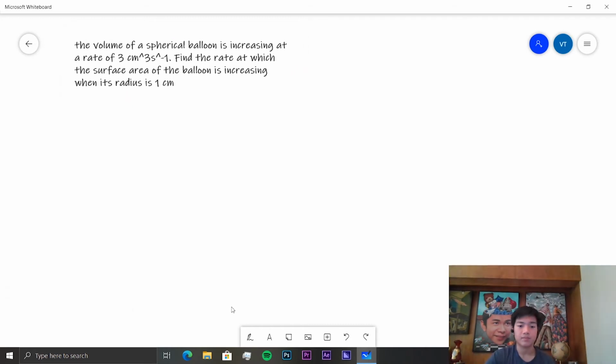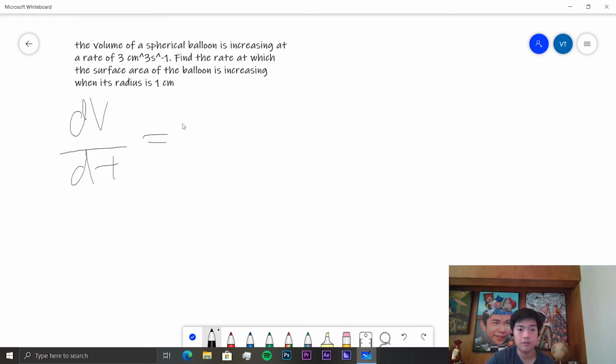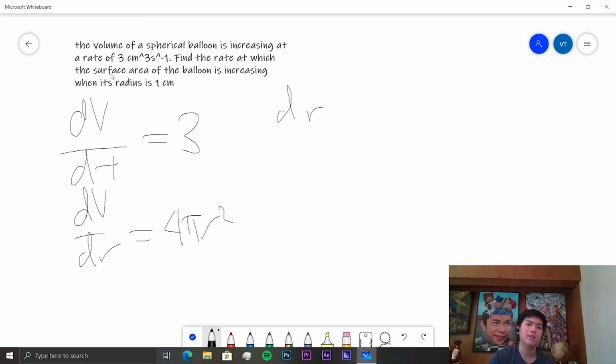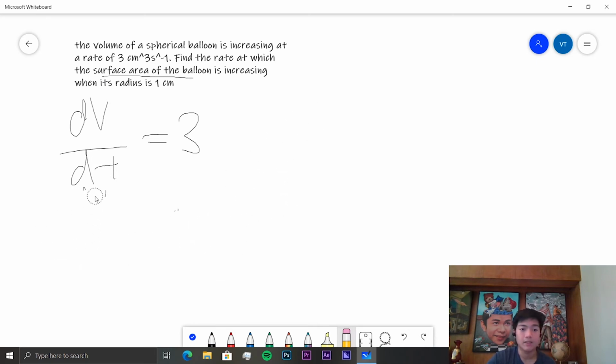Okay, so we have dV over dt is equal to 3, and then, of course, it's a spherical balloon, so we have dV over dr is equal to 4 pi r squared. So now to find the rate at which the surface area of the balloon is increasing, we actually need to find an expression to express the surface area in terms of the volume.